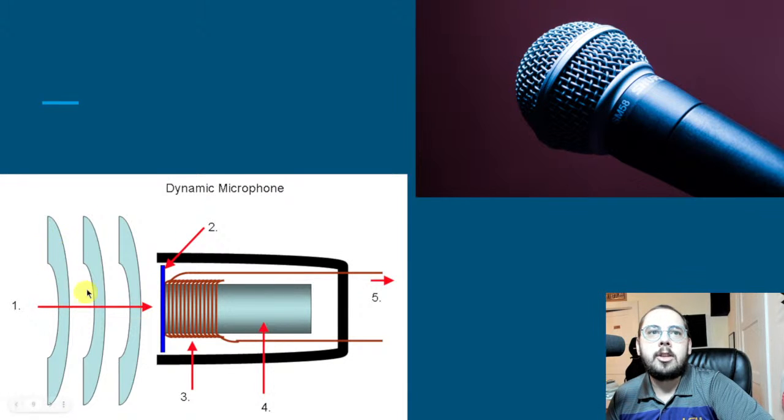So if these are the airwaves, it hits this little membrane. It causes it to push back and forth, making these wires move around the magnet. And then it sends the electricity out the wires, and then that goes to whatever the microphone is plugged into.